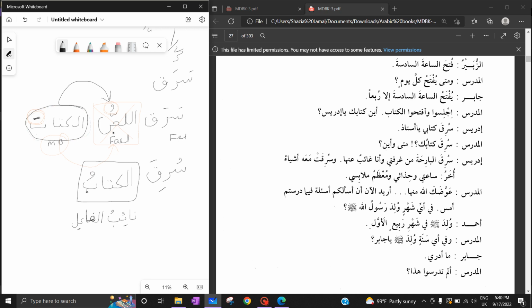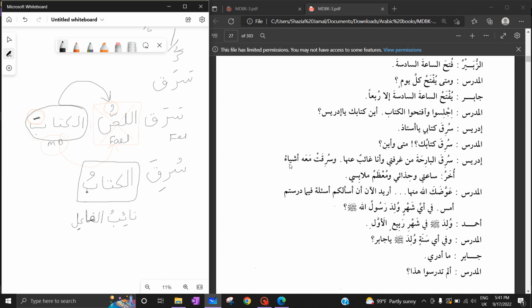Saraqa al-lissu al-kitaba, the thief stole the book. Now the book was stolen because that fa'il is totally deleted from the sentence. The book was stolen. And why is this ta tanis with this? Because ashya was previously maful bihi. It was previously a maful bihi and now it has become a naibul fa'il.